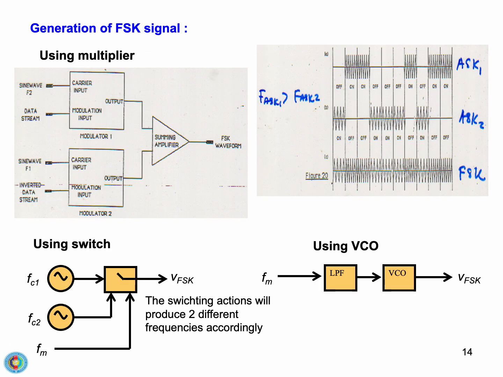Here's a more detailed look at practical FSK generation methods. One approach uses two modulators, each taking one part of the data stream, one normal, one inverted, and modulating it with a specific carrier frequency, f1 or f2. These modulated signals are then combined in a summing amplifier to produce the FSK waveform. Alternatively, the voltage-controlled oscillator, VCO, is a very direct way. The digital data stream acts as the modulation input, directly switching the VCO's output frequency between fc1 and fc2 based on the 0 or 1 state of the digital signal.